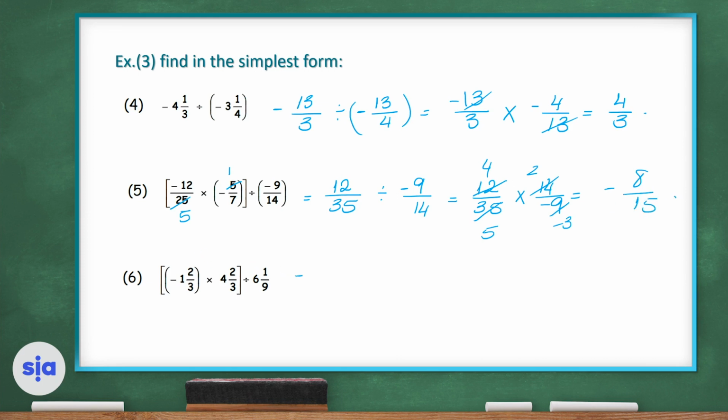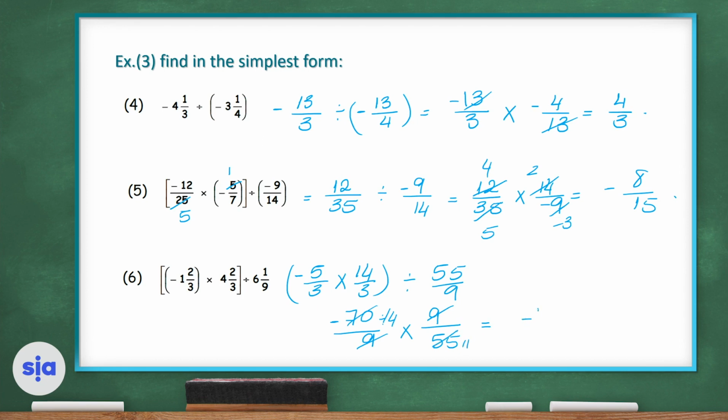Question 6. It's negative 5 over 3 multiplied by 14 over 3 and then divided by 55 over 9. So in this one, it's negative 70 over 9, then multiplied by 5 over 55. So in this one, the 9s are crossed out together, divided by 5 will give me 14, divided by 5 will give me 11. So the final answer is negative 14 over 11.